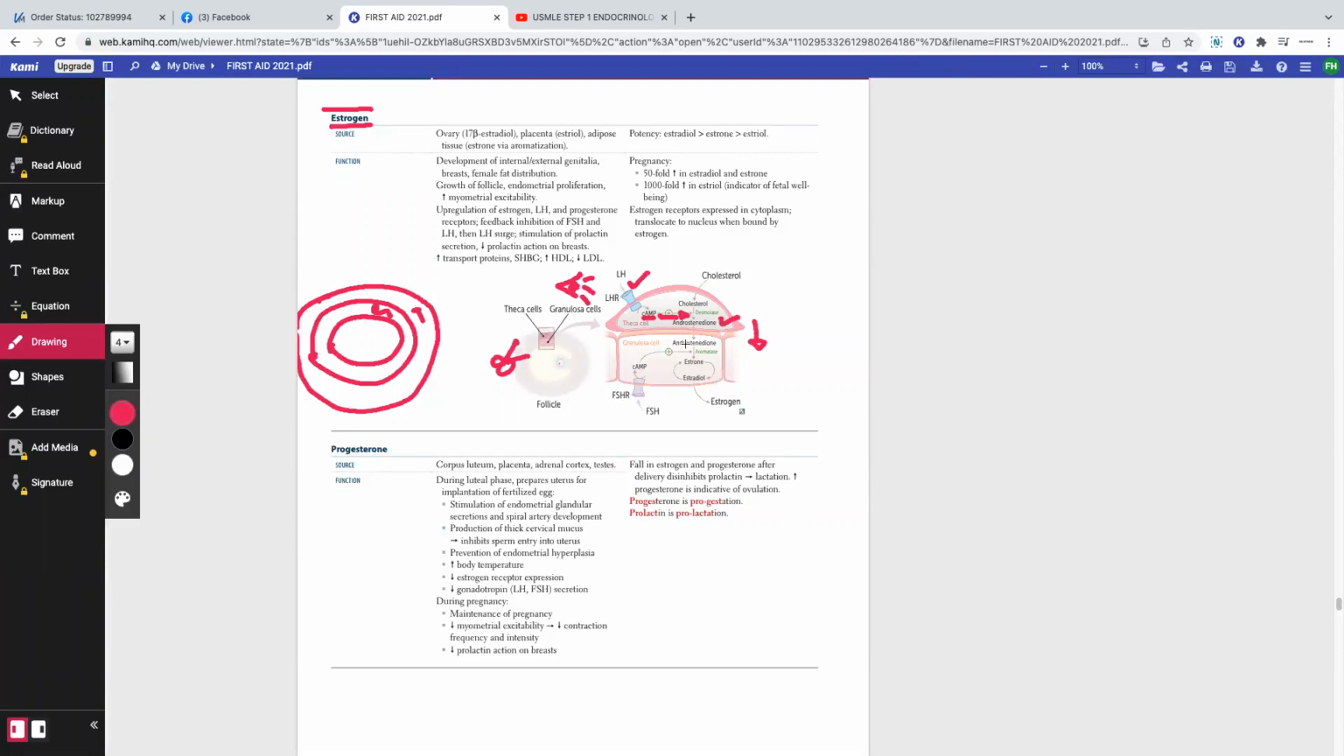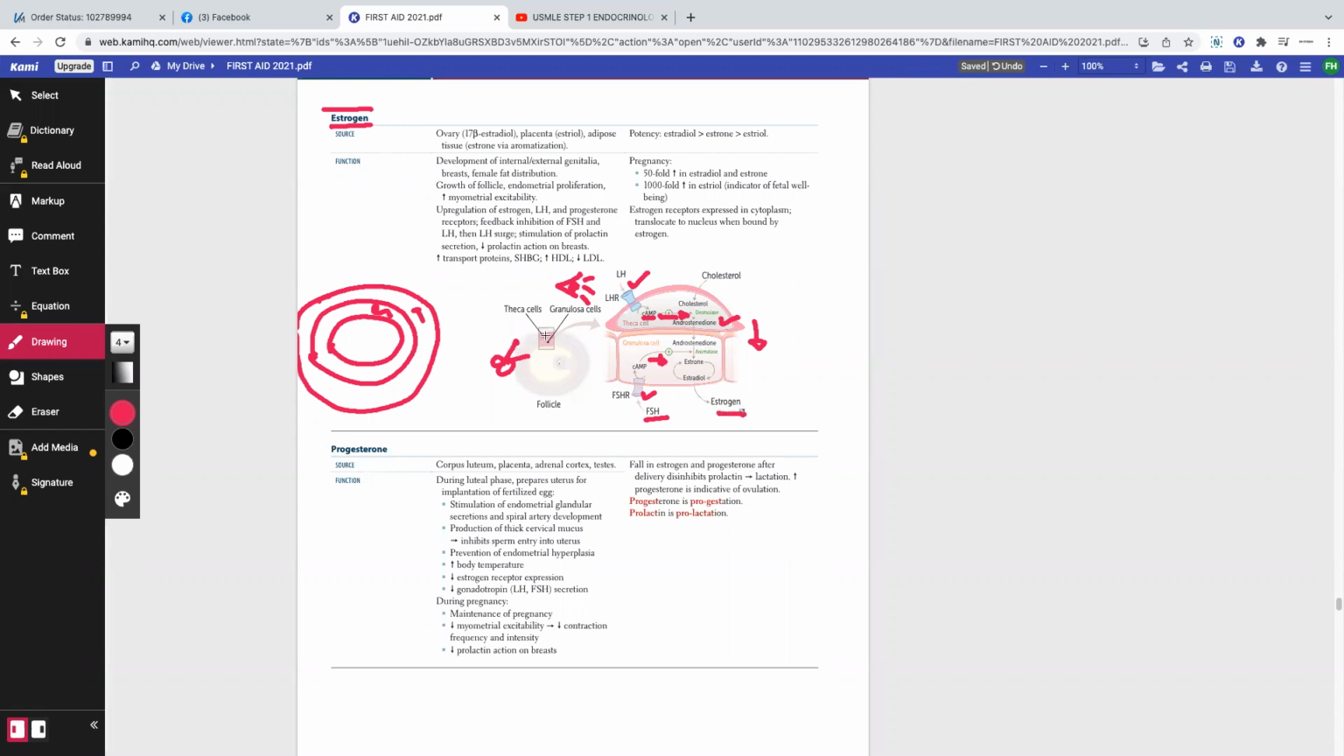And in the granulosa cell, under the influence of FSH, the granulosa cell has the receptor for FSH, and the theca cell has the receptor for LH. So the FSH will come to the granulosa cell and will also induce a cAMP mechanism, which will convert androstenedione to estrone, and estrone will be converted to estrogen, as simple as that.